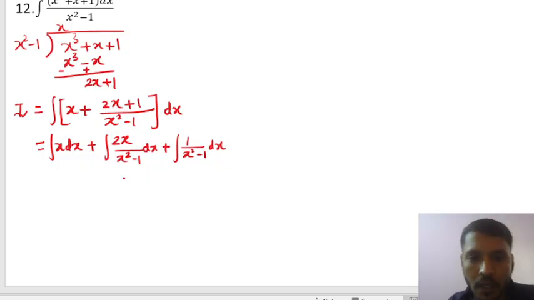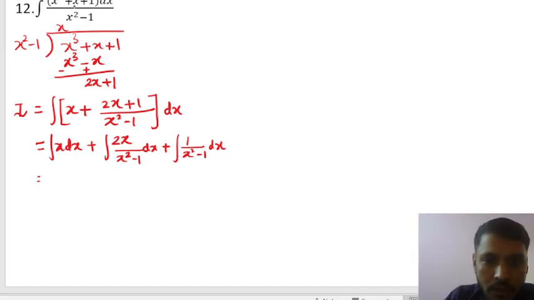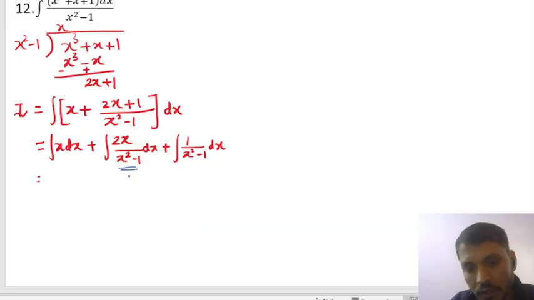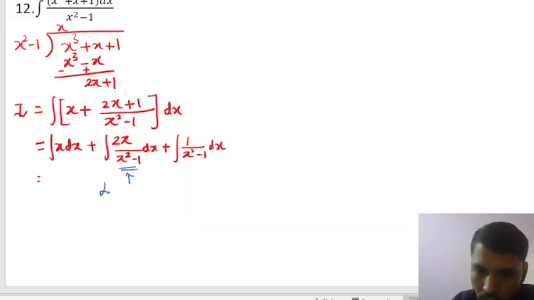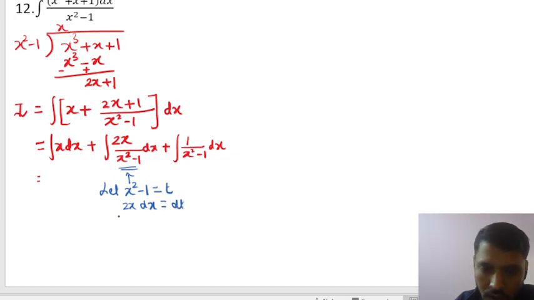Right, now we can apply the integration formula, but before that we have to apply the substitution method. That means we have to assume this x square minus 1 is equal to t. That means the differentiation will be 2x into dx is equal to dt. That means here the integration will become what? It will become dt divided by t. Let me write it properly.